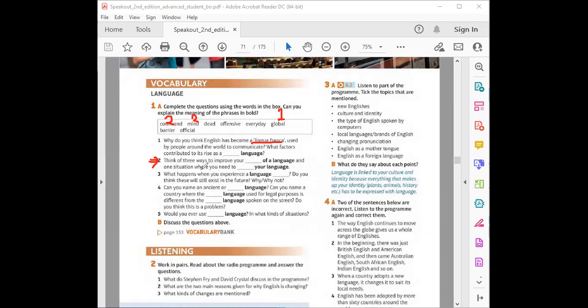Okay. What happens when you experience a language barrier, I guess? Correct. Do you think this will still exist in the future? Why and why not? Yes, a language barrier. What is a language barrier, Tartil?